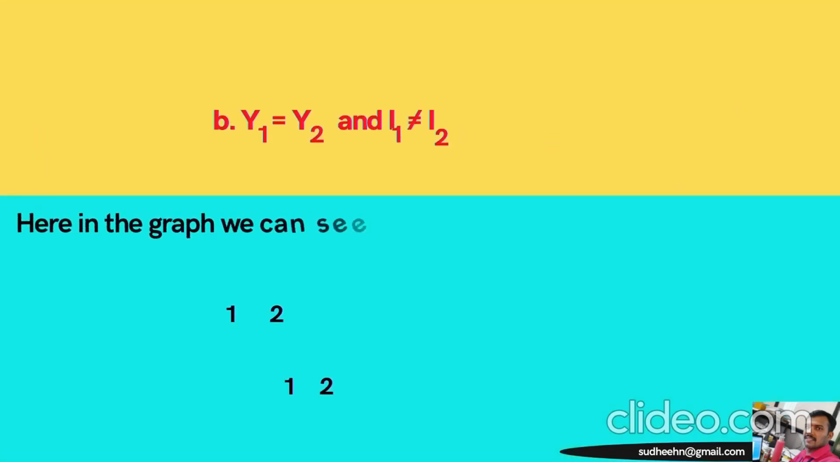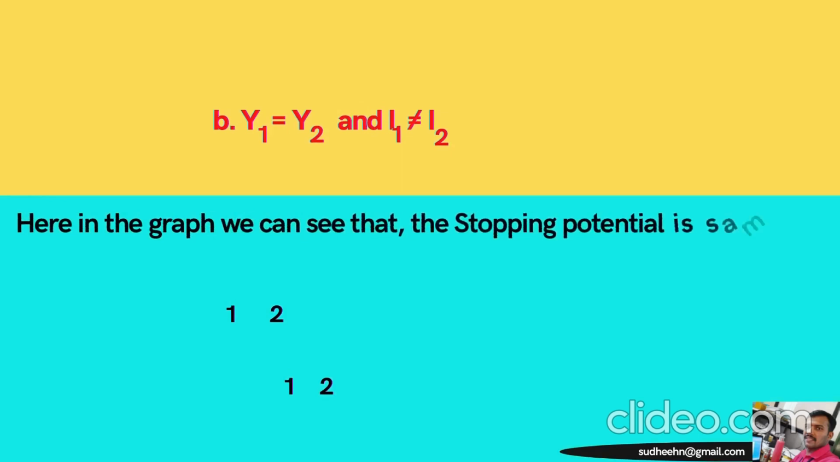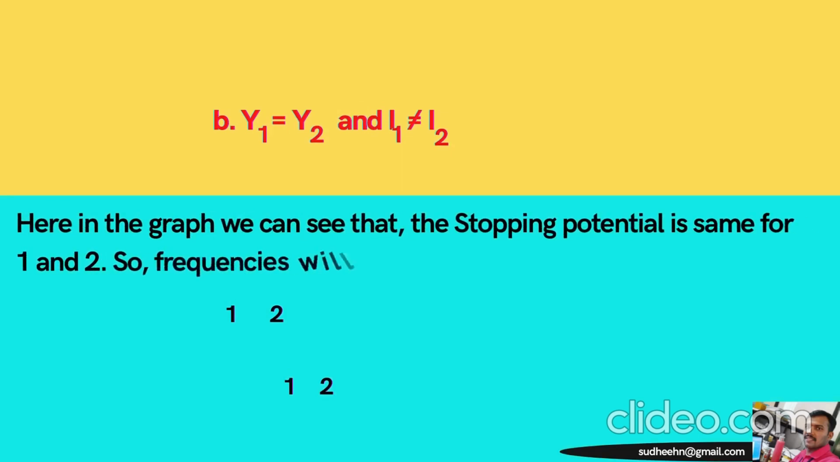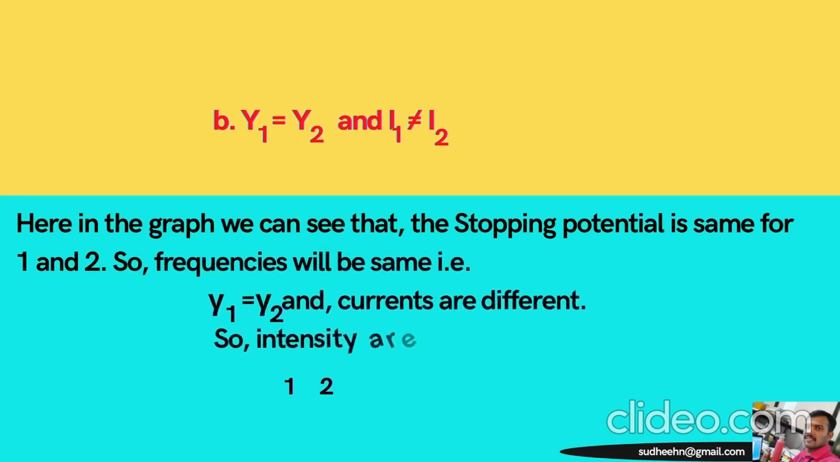And the right answer is option B, that is Y1 is equal to Y2 and I1 is not equal to I2. Here in the graph we can see that the stopping potential is same for 1 and 2. So frequencies will be same, that is Y1 is equal to Y2, and currents are different. So the option B is the correct.